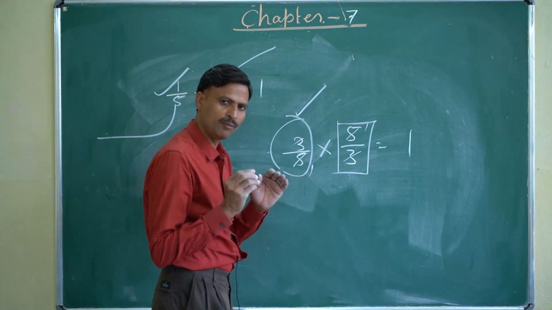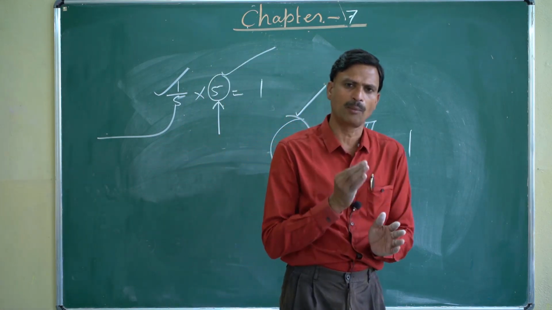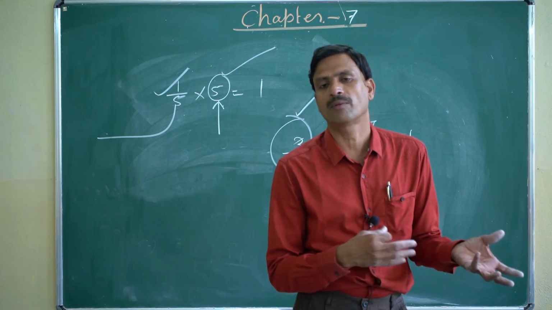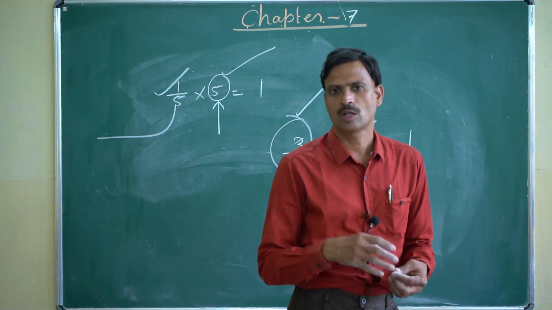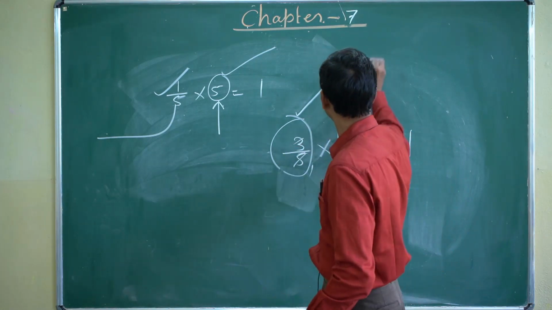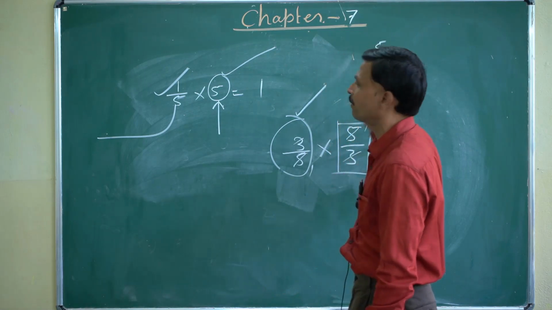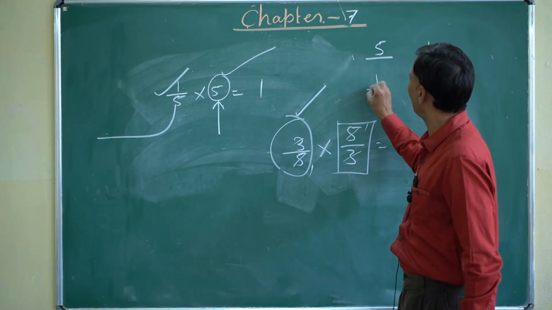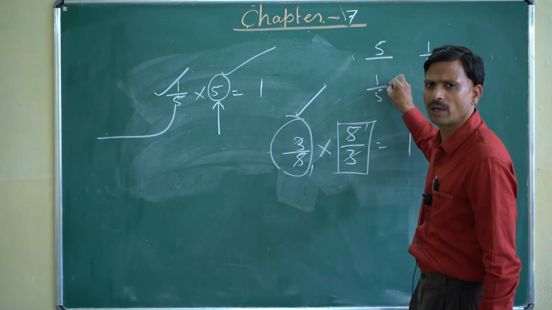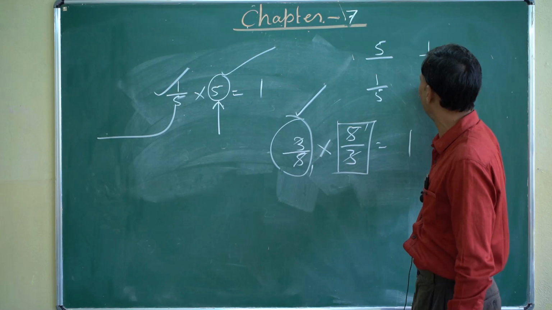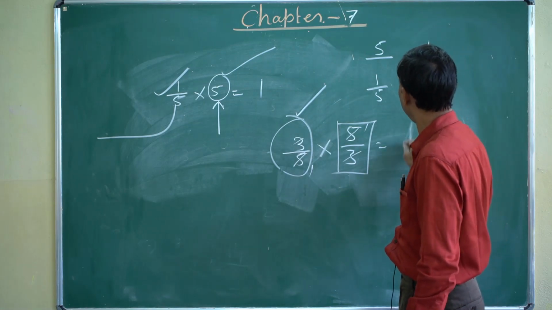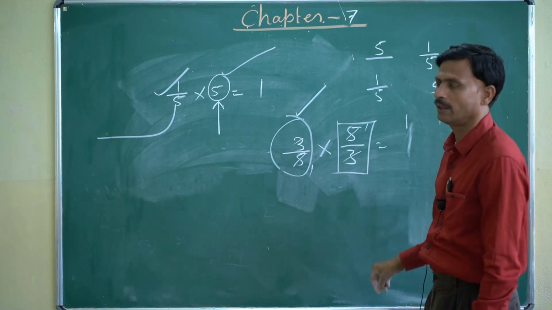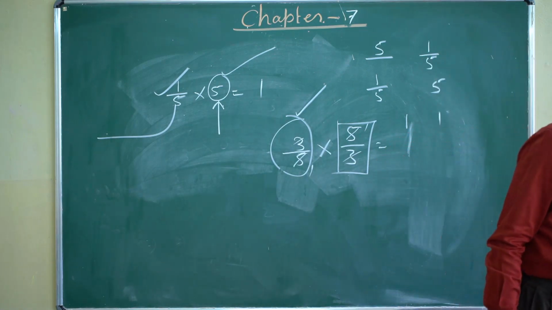Understood? So if the product of two fractional numbers is 1, both fractions are called the multiplicative inverse of each other. Suppose I ask you what is the multiplicative inverse of 5. You will say the answer is 1 upon 5. If I say 1 upon 5, what is the multiplicative inverse of 1 upon 5? You will say 5. If I say 1, what is the multiplicative inverse of 1? That will be 1 only. The multiplicative inverse of 1 is 1 only.